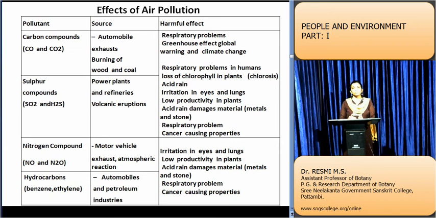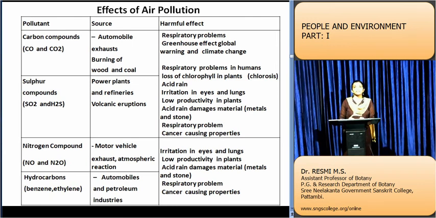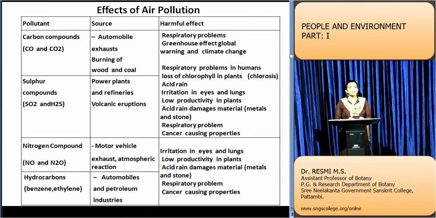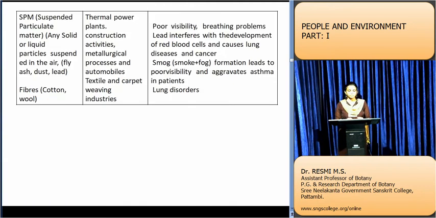Then come nitrogen compounds. The major nitrogen air pollutants are nitrogen monoxide and nitrogen dioxide, which are emitted from motor vehicle exhaust, atmospheric reactions, etc. They cause irritation in eyes and lungs, low productivity in plants, and are also a source of acid rain, which damages materials and stones. Hydrocarbons are also one of the causes of air pollution, and the major hydrocarbons are benzene and ethylene, which exhaust from automobiles and petroleum industries. They also cause respiratory diseases, cancer causing problems, etc.